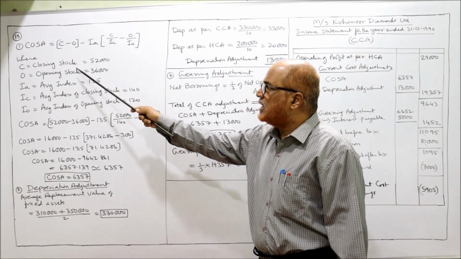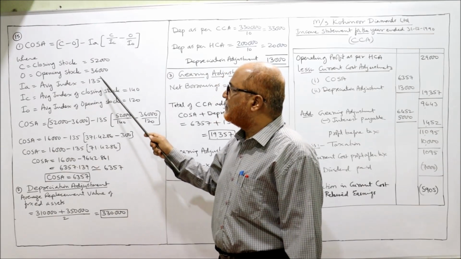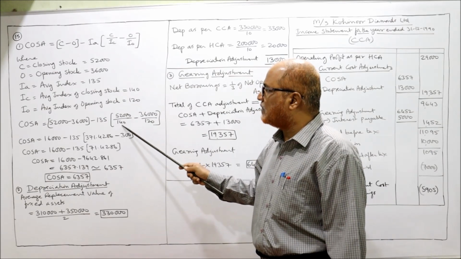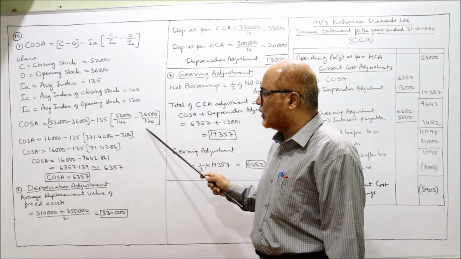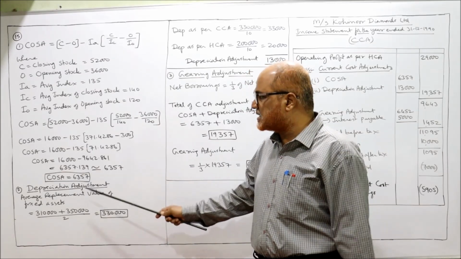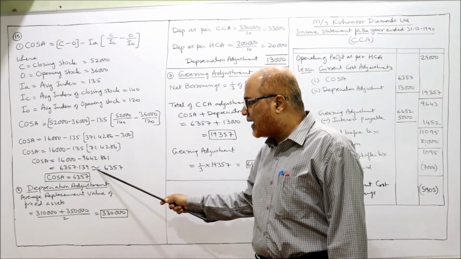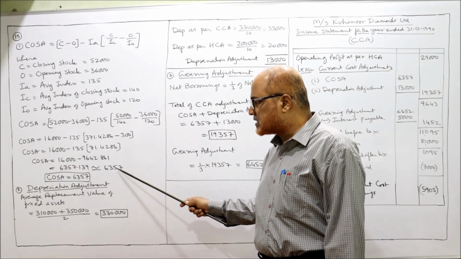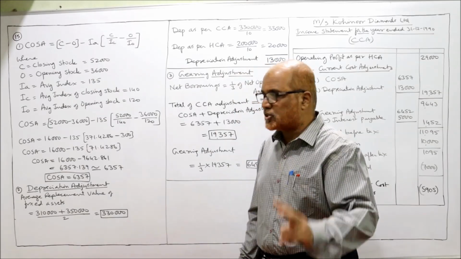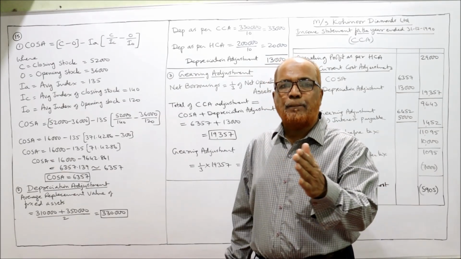Now we got all the values C, O, IA, IC, IO. Substitute all these values in the COSA formula. C 52,000, O 36,000, IA 135, C 52,000 divided by 140, O 36,000 divided by 120. Simplify, you will get COSA 6357. We got one adjustment, cost of sales adjustment 6357. Actually 6,357.139. So this symbol is equivalent to 6357. One adjustment we got. Now depreciation adjustment, second adjustment. Average replacement value of fixed asset. Replacement value is given at the beginning of the year.